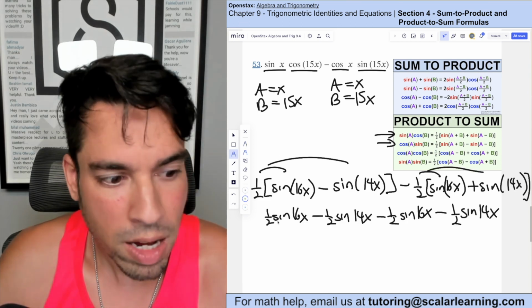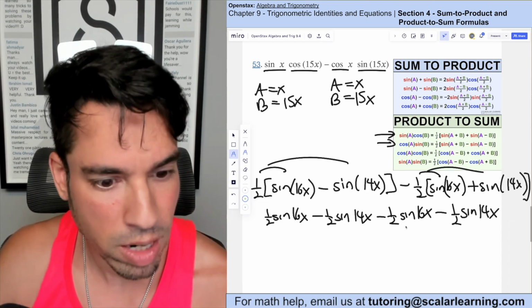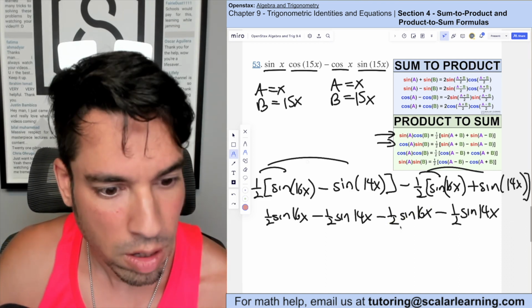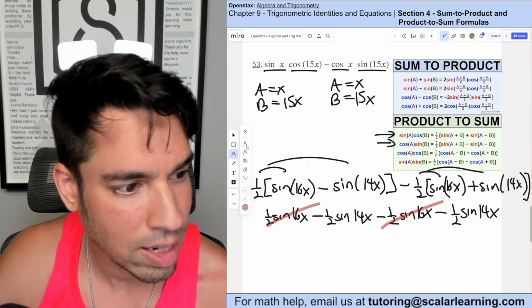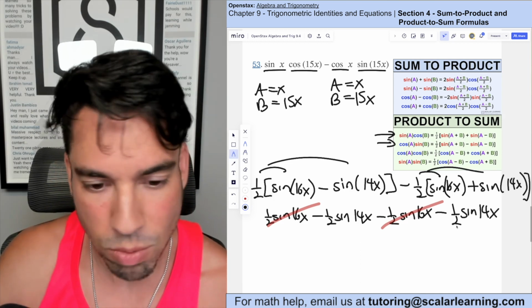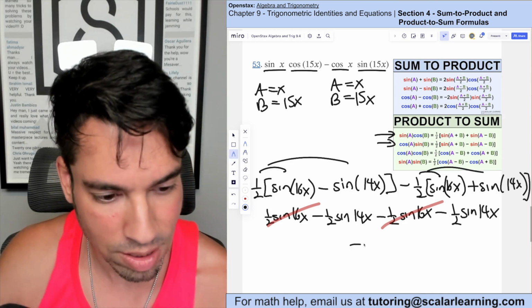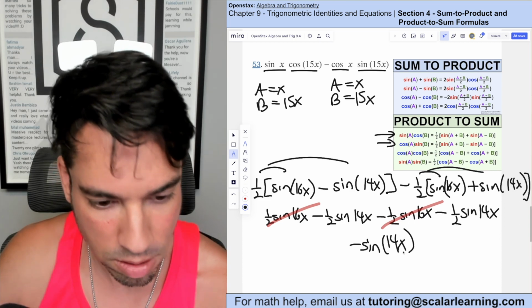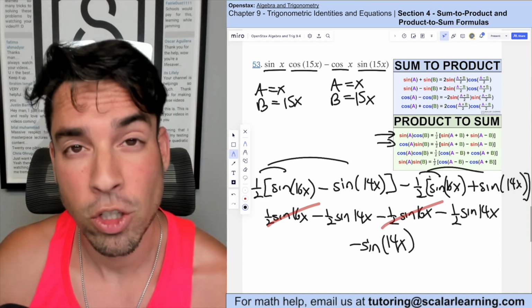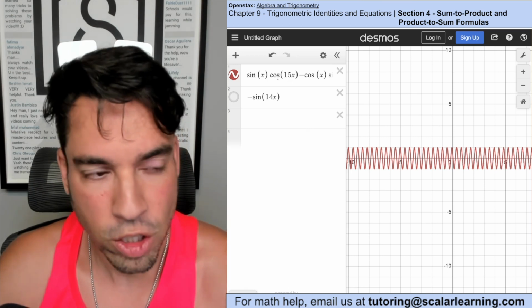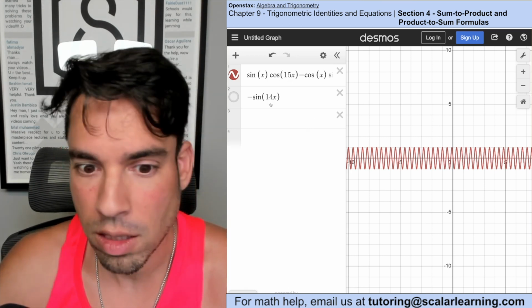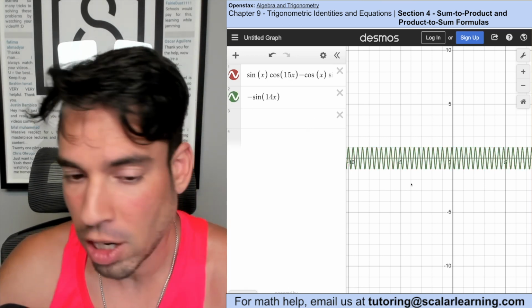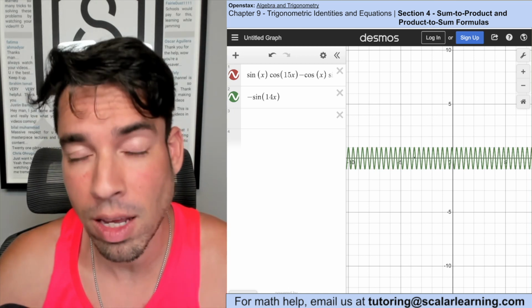Now let's distribute the halves like here, and that's going to be distributing a negative 1/2. So now we got positive 1/2 sine 16x, negative 1/2 sine 16x, cancel, and those cancel out, right? And then I've got negative 1/2 and negative 1/2. Those are going to add together to be just negative sine of 14x. Now let's graph both of these in Desmos and make sure they're equivalent. So here we have the original function graphed in red, and then the new function in green. Check it out. It's the same. It overlaps. They're identical. Done.